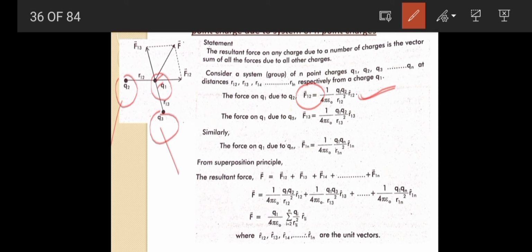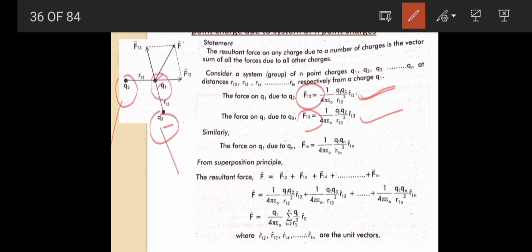Then similarly, that was the force on q1 due to q2. Now this is the force on q1 due to the charge particle q3, which is equal to 1 by 4 pi epsilon naught, the product of these two charge particles q1 and q3, divided by the square of the distance between them, which is r13 square, multiplied by unit vector r13. This unit vector r13 represents the direction of the force F13.